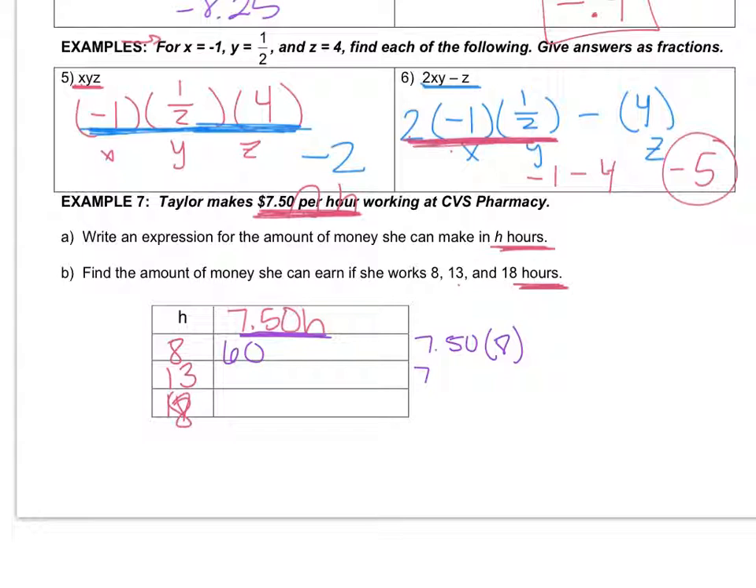Okay, what happens if you make $7.50 and you work for 13 hours? So I'm just plugging in 13 for H. Okay, you would make $97.50. And what happens if you make $7.50 and you work 18 hours? Okay, you would make $135. Okay, so on these, it's going to tell you exactly what value to plug in for each letter. Then all you have to do is simplify.